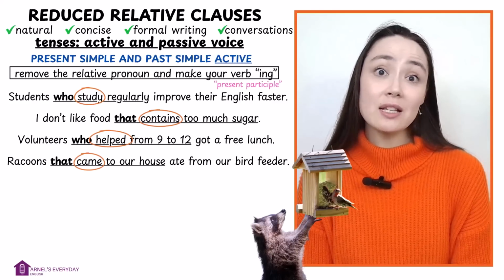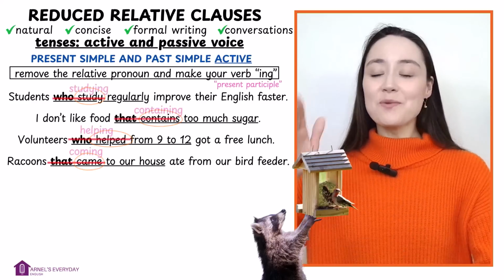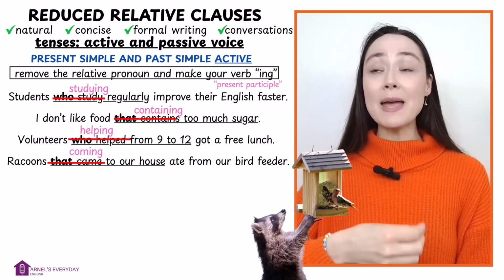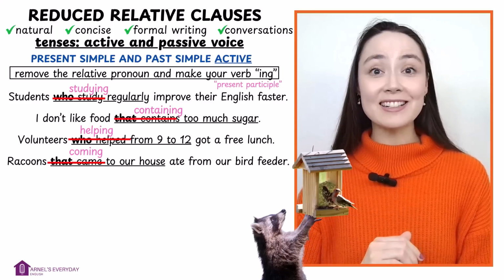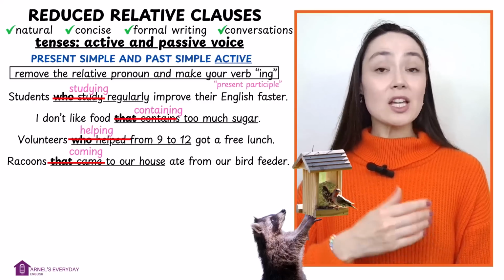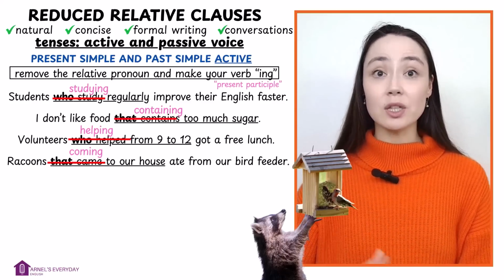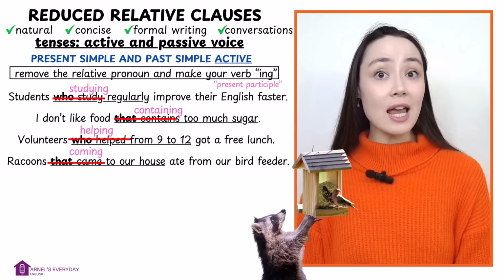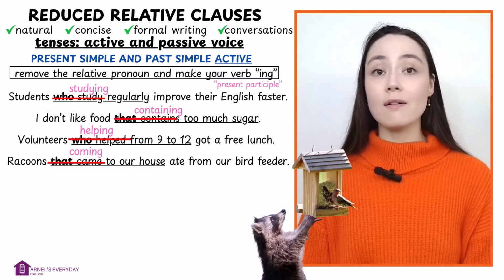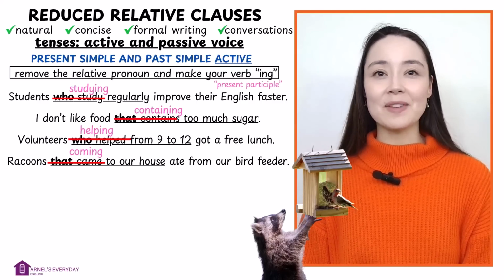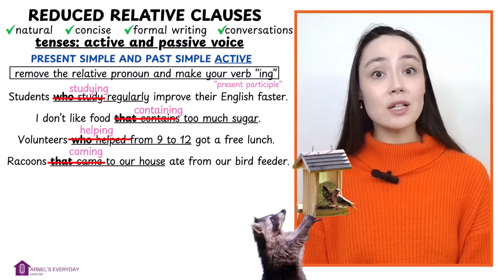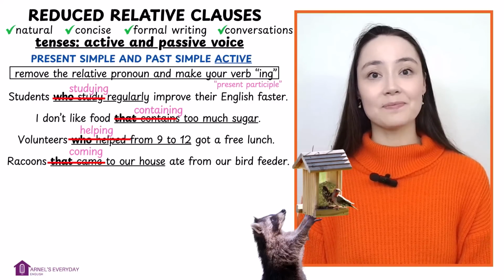How do we reduce these? Reduction rule. Remove the relative pronoun and make the verb ing, the present participle. Students studying regularly. Food containing too much sugar. Volunteers helping. And finally, raccoons coming to our house.